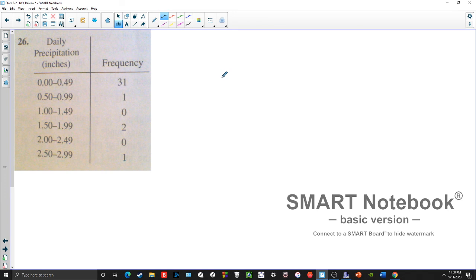So for 26, what they want you to do is find the estimated mean. To find the estimated mean, you find the midpoints of all this data, multiply them by the frequencies, add them, and then divide by the total frequency. So first off, let's do the easy one. 31 plus 1 is 32, 34, 35. So our total frequency is 35. Okay, that's good. But now let's go ahead and find our midpoints.